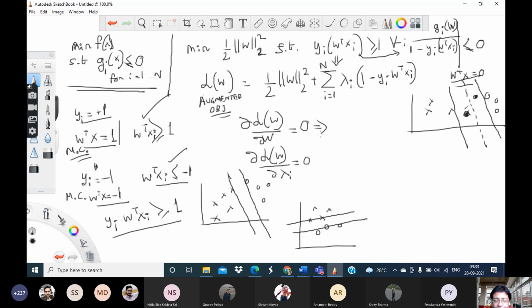Now when I take a derivative with respect to W, first of all I have to take a derivative of this term, the L2 norm of W. We know the L2 norm of W squared is nothing but W transpose W. If I take the derivative of W transpose W with respect to W, this is so simple that you can just do the calculation yourself. It will turn out to be just twice W.